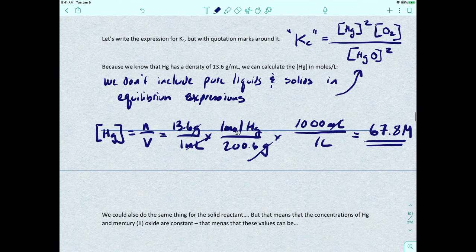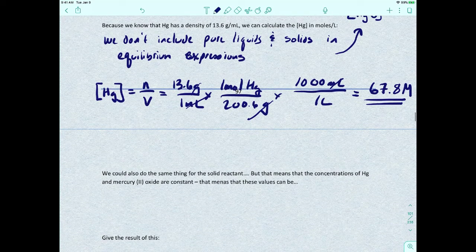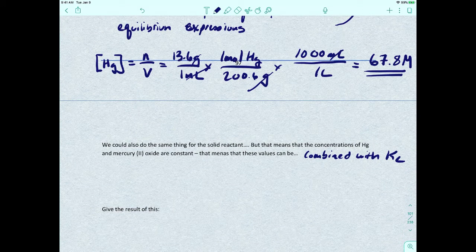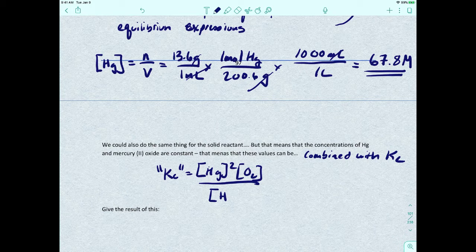Now, we could do the same thing for the solid reactant, but what this means is that the concentrations of mercury and mercury 2 oxide, because they're pure liquids and solids, they're constant. So that means that the values can be combined with Kc. All right, so here's what we got. Remember, we had this. Kc is equal to the concentration of Hg squared times the concentration of O2 divided by the concentration of HgO. And this is also squared.